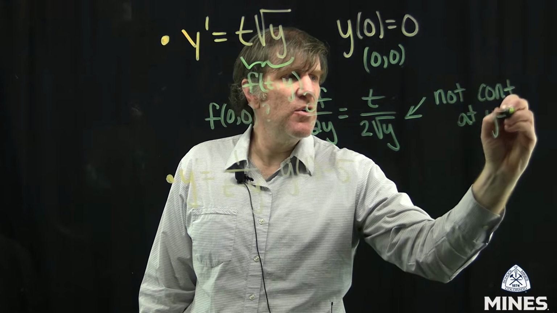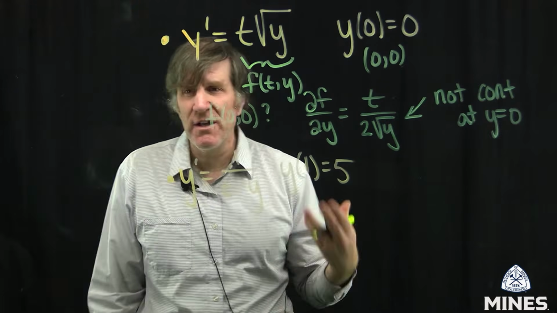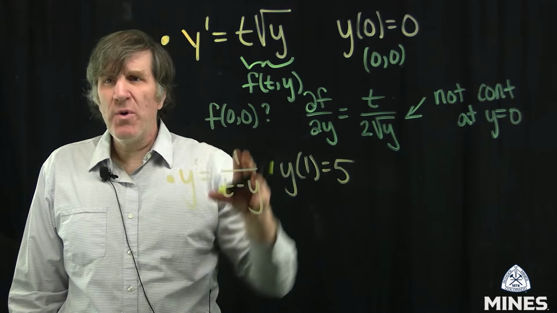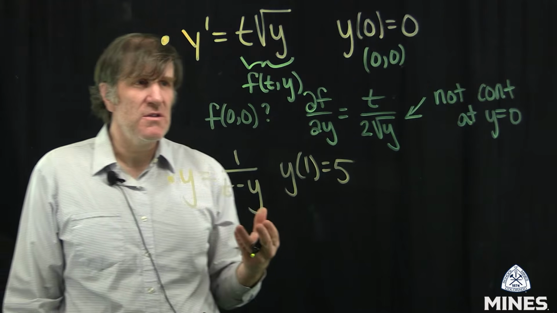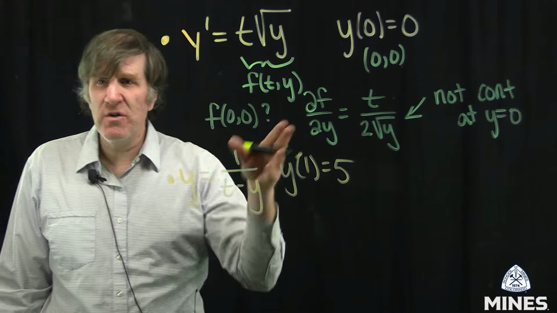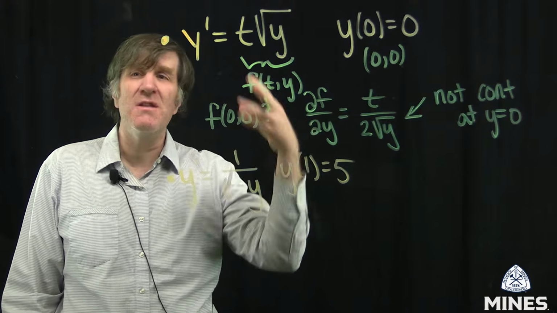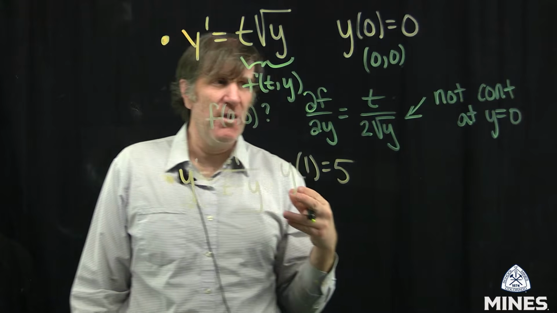This is not continuous at y equals 0 because we have the y in the denominator, and that function does not exist at y equals 0. So this initial value problem does not satisfy the requirements of the existence uniqueness theorem, and therefore we have no guarantee that a solution exists, and no guarantee, if a solution exists, that it is unique. We don't have any guarantees because we don't pass the conditions of the theorem.